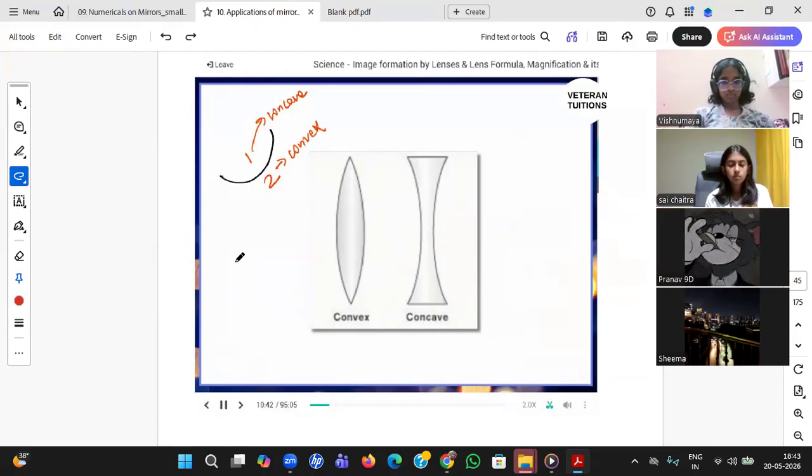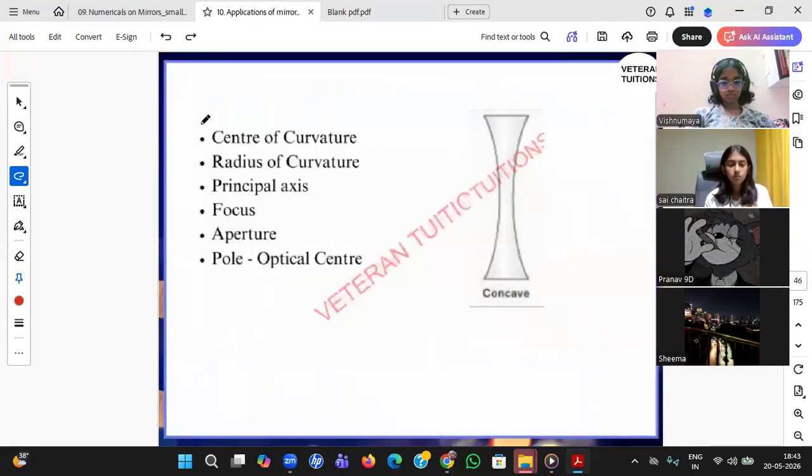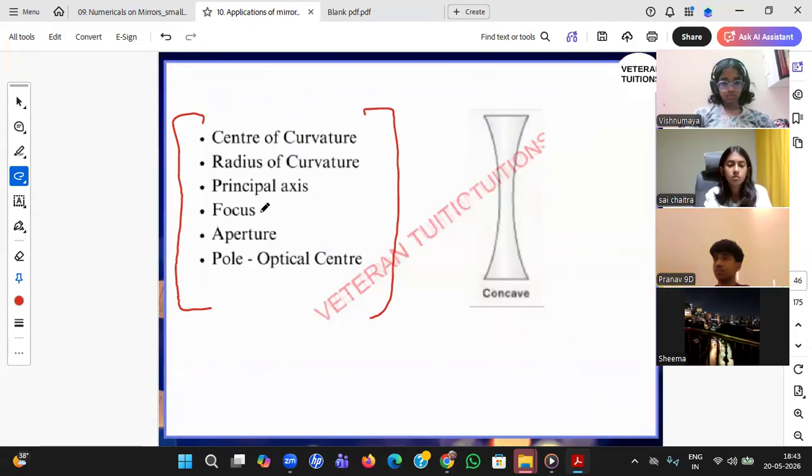We need to know the physical things. Obviously, the physical things will be the same: center of curvature, radius of curvature, principal axis, focus, aperture, except the last one. The last one is there is no word like pole. There is an optical center. Okay. Let me explain what this is.